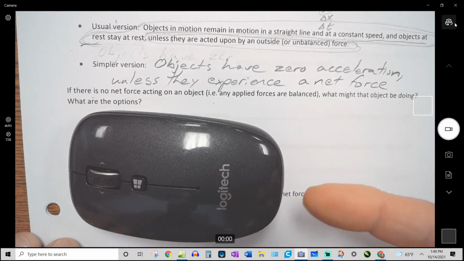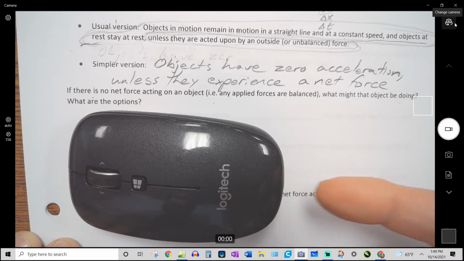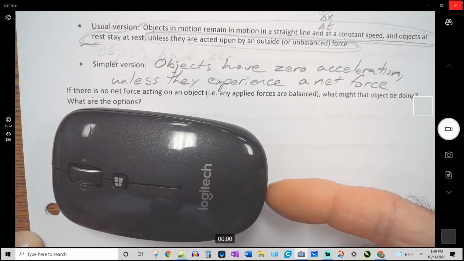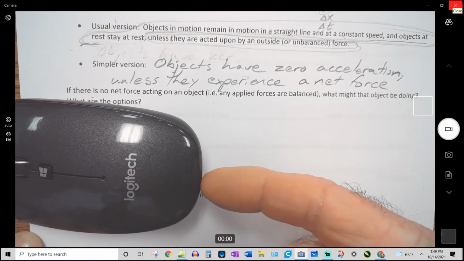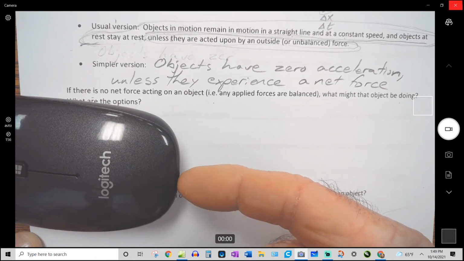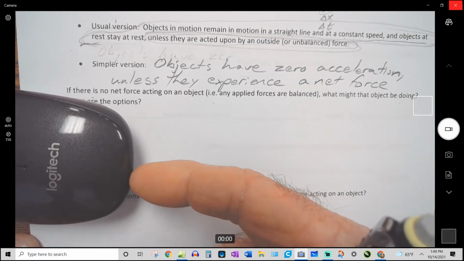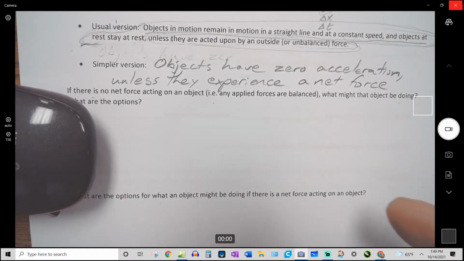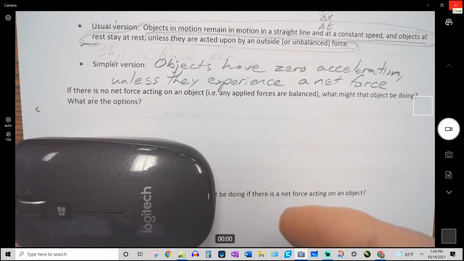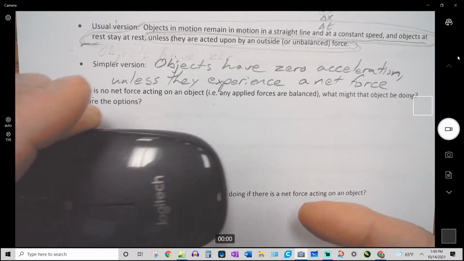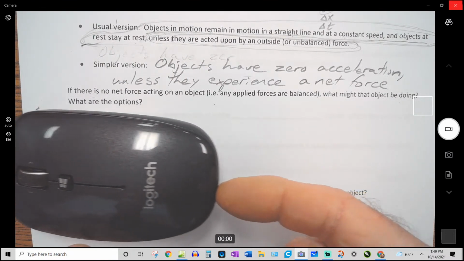But actually, as soon as I push it, there are two more forces acting on this. Does anybody know what the two forces are that just came into existence? Yeah, there's the force of my hand pushing it to the left, but there's a force of friction pushing it back to the right that's opposing me. So there are two forces that are new. But the net force is left, at least when it started to move, it was.